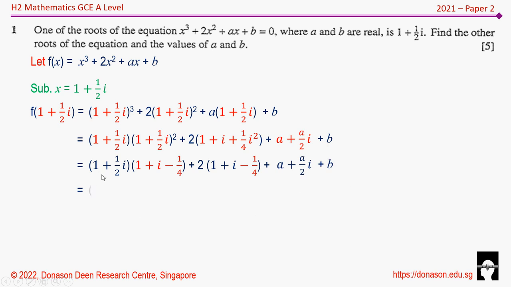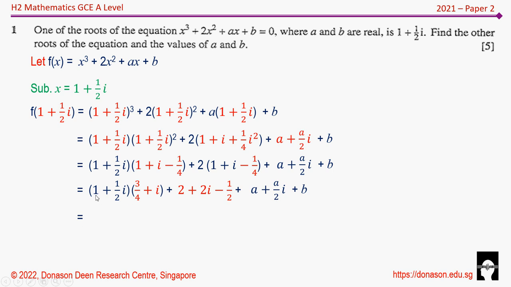Now this is 1 plus half i, and this part, if you simplify it, becomes 3 quarter plus i. Here the 2, I have expanded: 2 times 1 is 2, 2 times i is 2i, and 2 times negative 1 quarter is negative half. Of course, if you wish, you could simplify this as 3 quarter and then multiply by 2, so you would save some steps here. So a plus a over 2 i plus b.